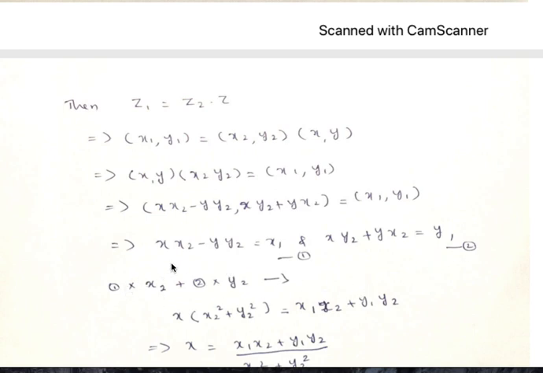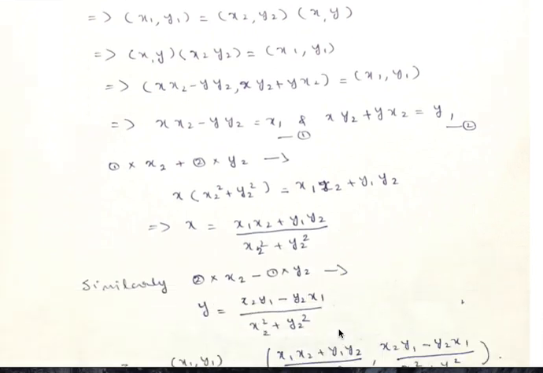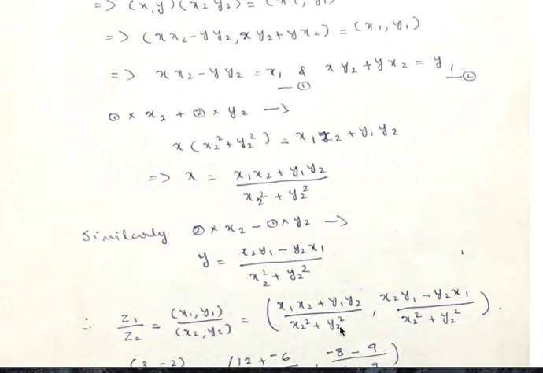So you multiply the first equation by x2, second equation by y2, and then when you add, the second term from both equations will be vanishing, and the first term gets added, right side also gets added, and you get it like this. From here you get that x is equal to x1 x2 plus y1 y2 over x2 square plus y2 square.